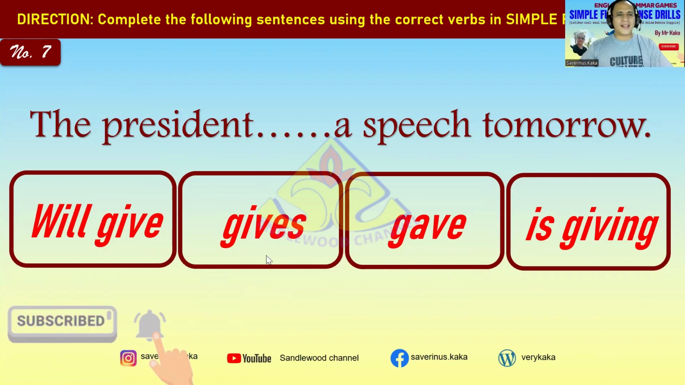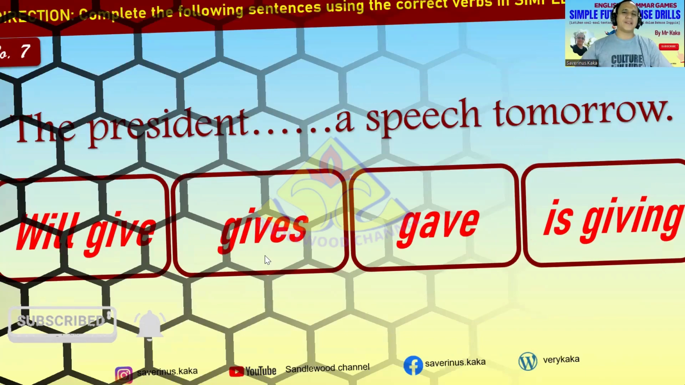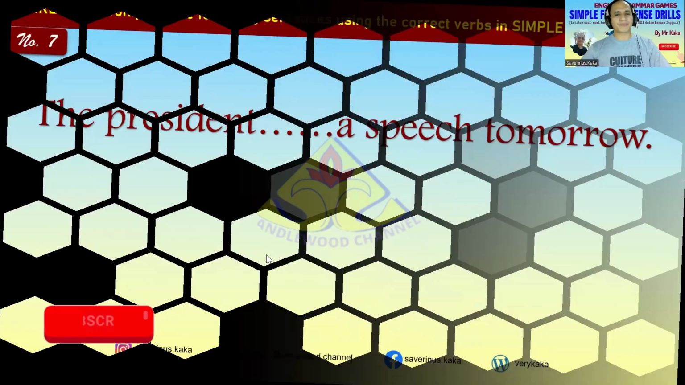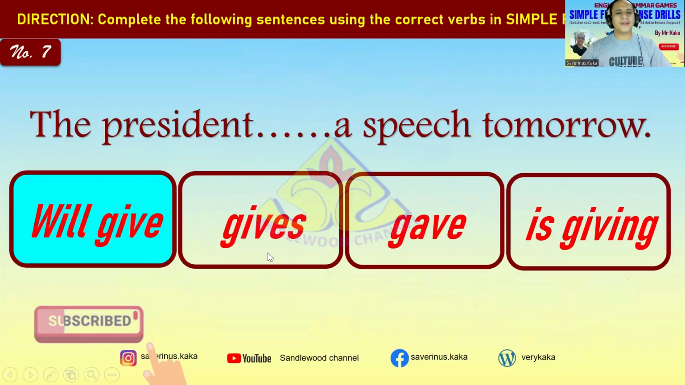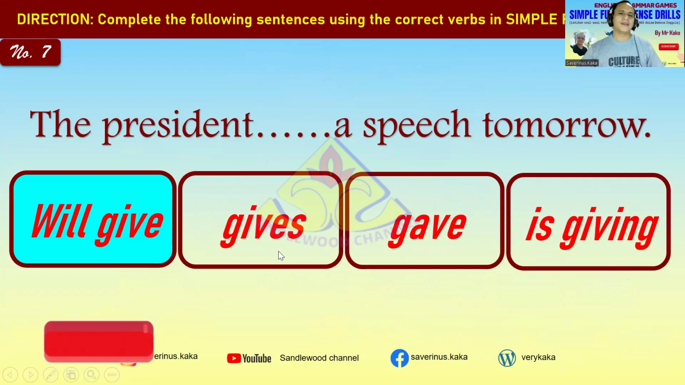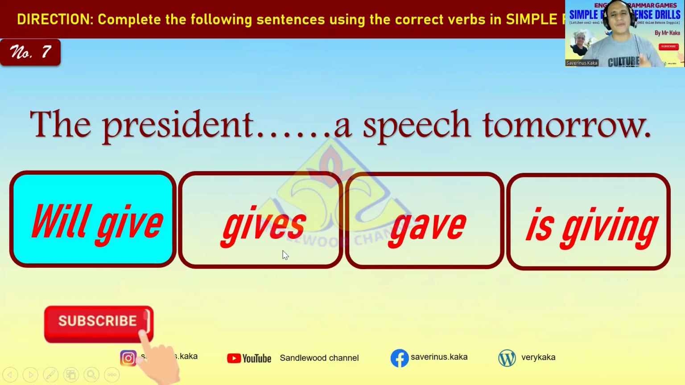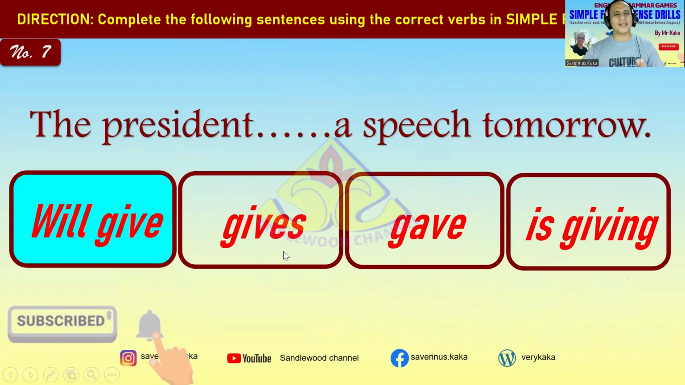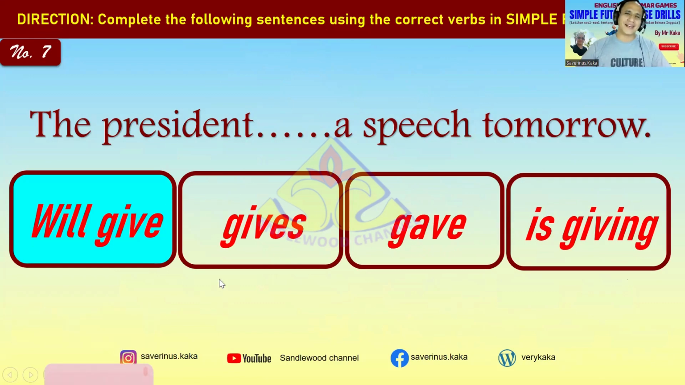All right, the correct answer of question number 7 is: the president will give a speech tomorrow. Ya, presiden itu akan memberikan pidato besok.